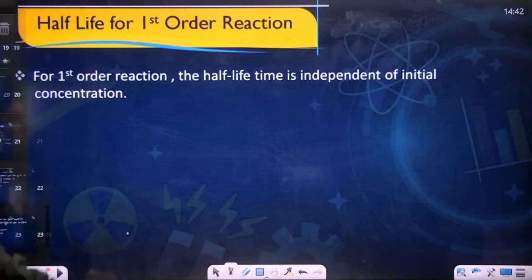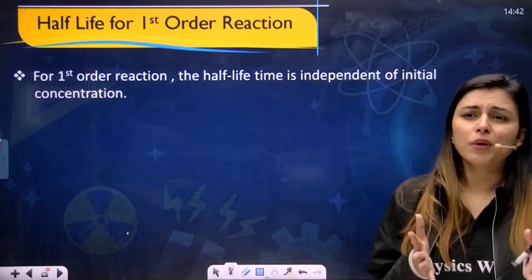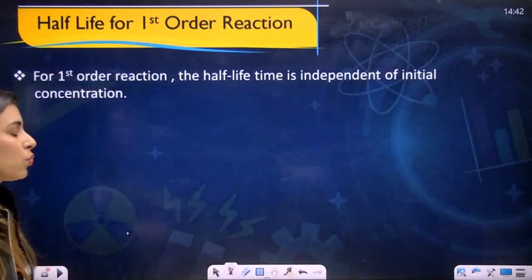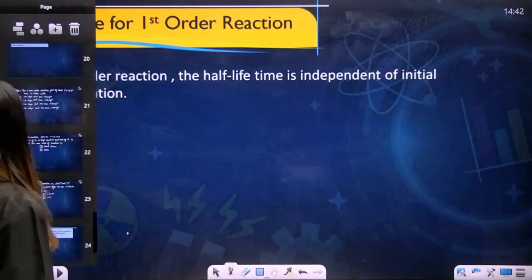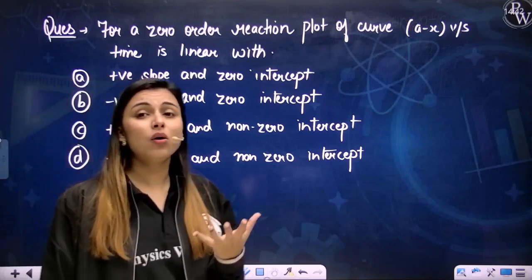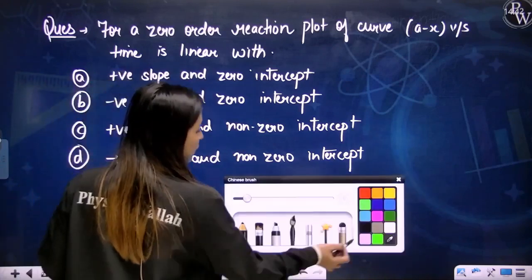Okay, perfect, my dear students. Now let's try to solve a few questions and have a grip on this first order reaction. Okay, we have completed everything about it. Now we'll solve some questions. So here is the question. Try the question yourself. For a zero order reaction, plot of the curve A minus X versus time is linear with. So my dear students, how are you going to do this question? Pause the video, try the question yourself, and then you will have to see the approach.